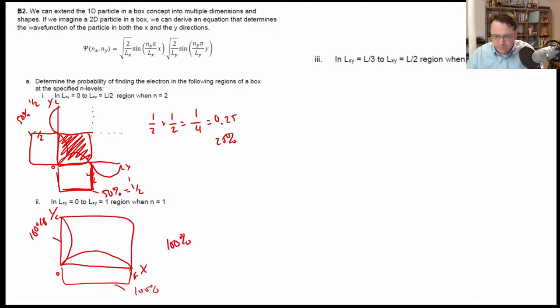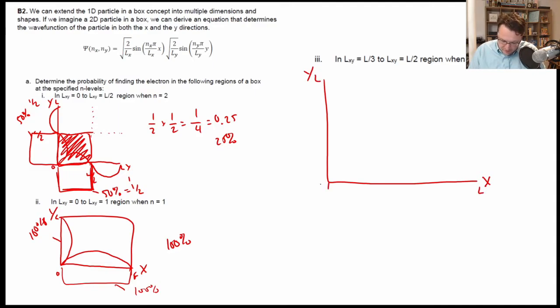Now, the next one's going to be a bit more tricky. The third one. So if we draw this one out, we'll draw this one a bit bigger. So this is going to be the X direction. It's the Y direction. This is L. It's L. This is 0, and this is 0. So we're looking at the n equals 3 wave function.